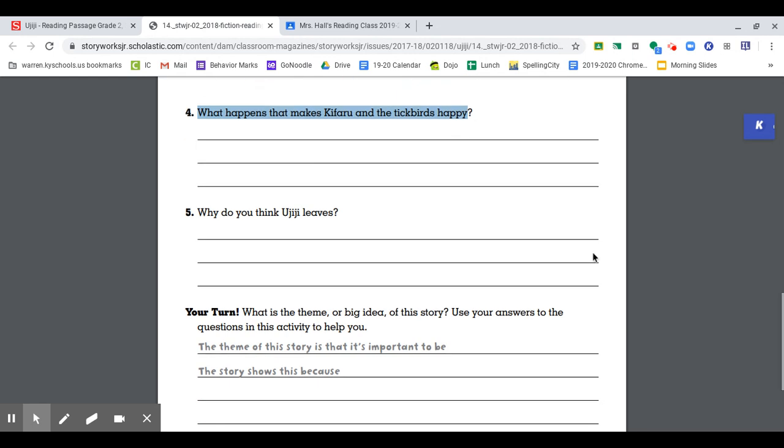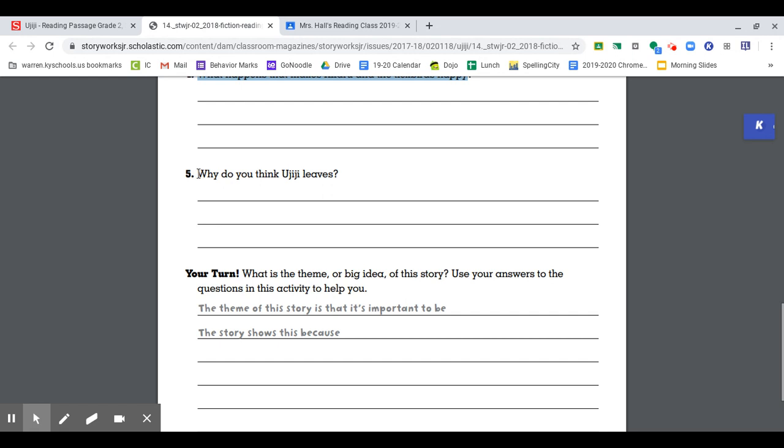And number 5, why do you think Ujiji leaves? So it doesn't tell us this in the text, so this is going to be your own inference or conclusion that you're going to draw. Why do you think Ujiji leaves and she doesn't stay with him?